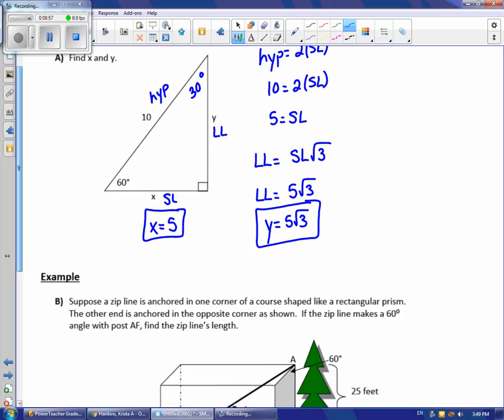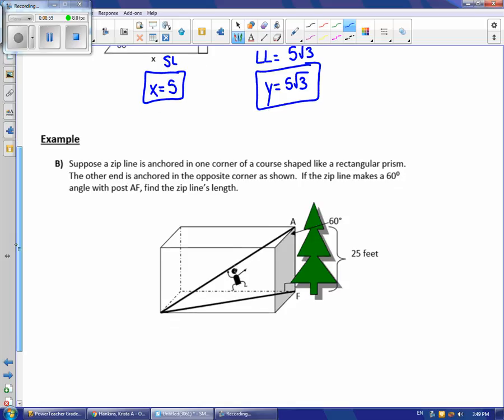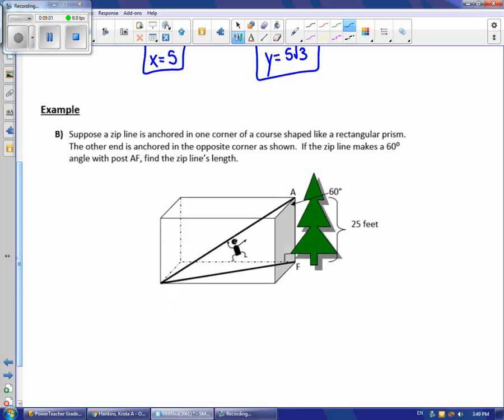Okay, and last example for the day. Suppose we have a zip line anchored in one corner of a course shaped like a rectangular prism. The other end is anchored to the opposite corner as shown. So if the zip line makes a 60-degree angle with post AF, so here's AF and here's our 60-degree angle, find the length of the zip line.